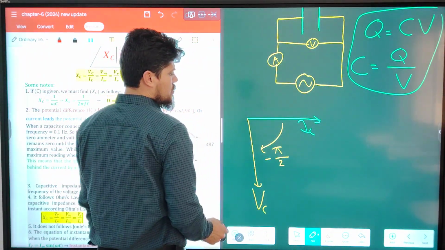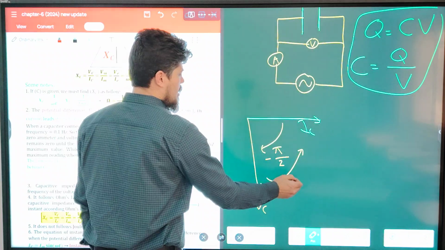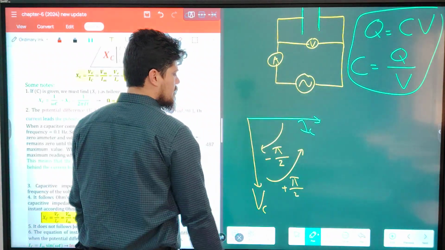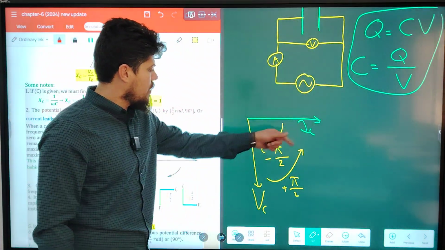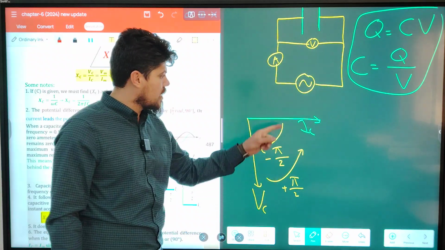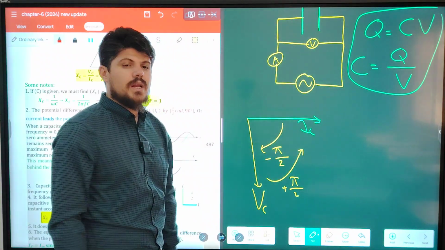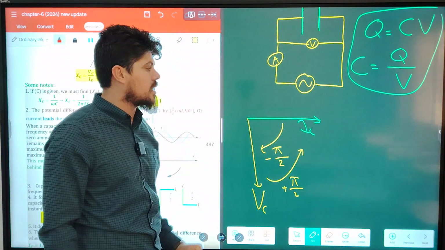By negative pi over 2, okay? And here by pi over 2 in positive. Did you get it? Current leads by pi over 2, positive, but the potential difference lags behind the current by negative pi over 2.